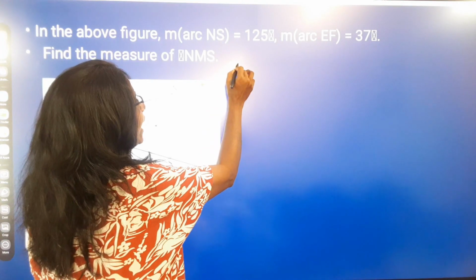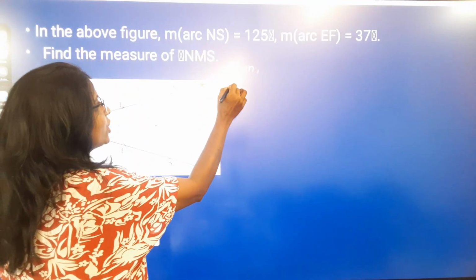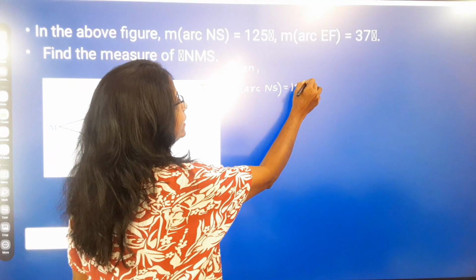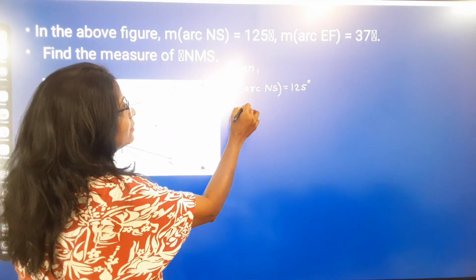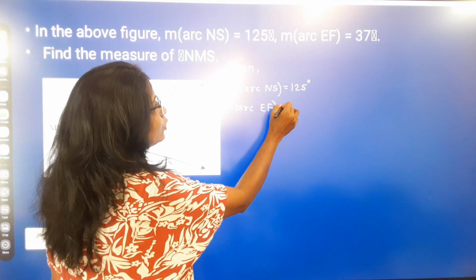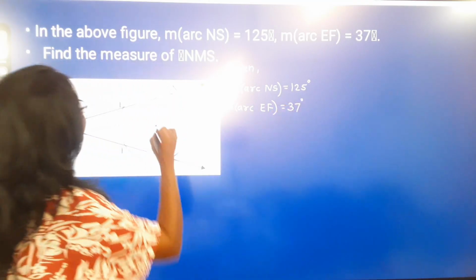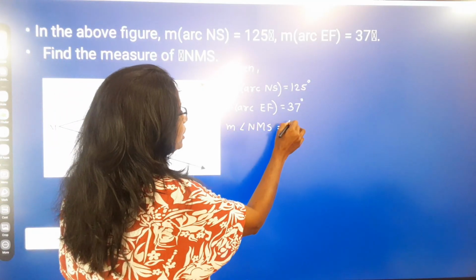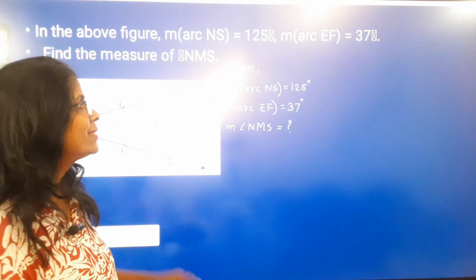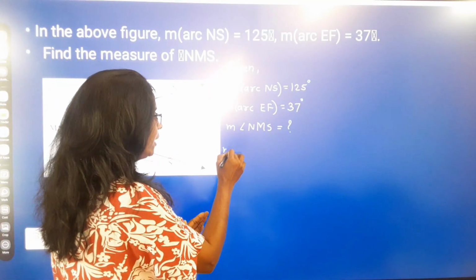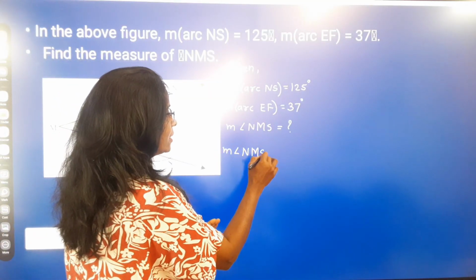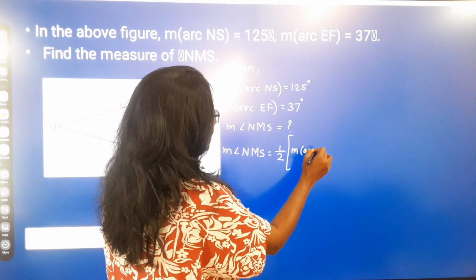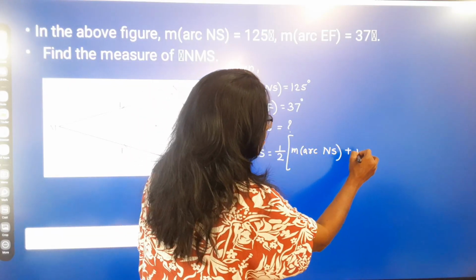Given here, the given is that major arc NS is equal to 125 degree and major arc EF is equal to 37 degree. And then here write down that is major angle NMS is equal to question mark. Okay. Now here students, the formula to calculate the angle NMS is half of major arc NS plus major arc EF.